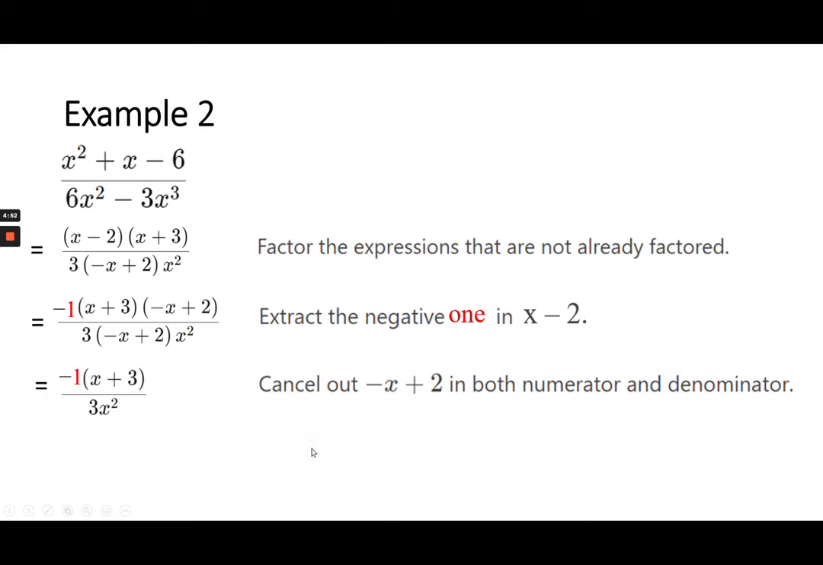And now that's your answer. You could actually multiply negative 1 on x plus 3. Actually, negative 1 was extracted from x minus 2. You could perform the distributive property, or the other way of saying that is expand. Expand means negative 1 is going to be distributed to x plus 3. So you have negative x minus 3 all over 3x squared.